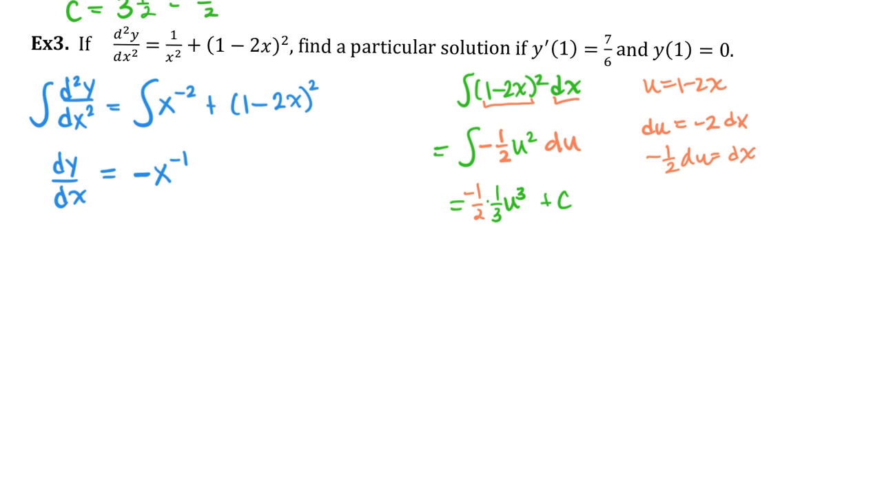Okay, now I can plug in the 1 minus 2x, but I'm going to end up writing it here anyway, so let me go ahead and move it over here. Okay, this is a sidebar. So that's going to be negative 1/6. Actually, let me put minus then. Minus 1/6 times 1 minus 2x, now to the third power, and then plus c.